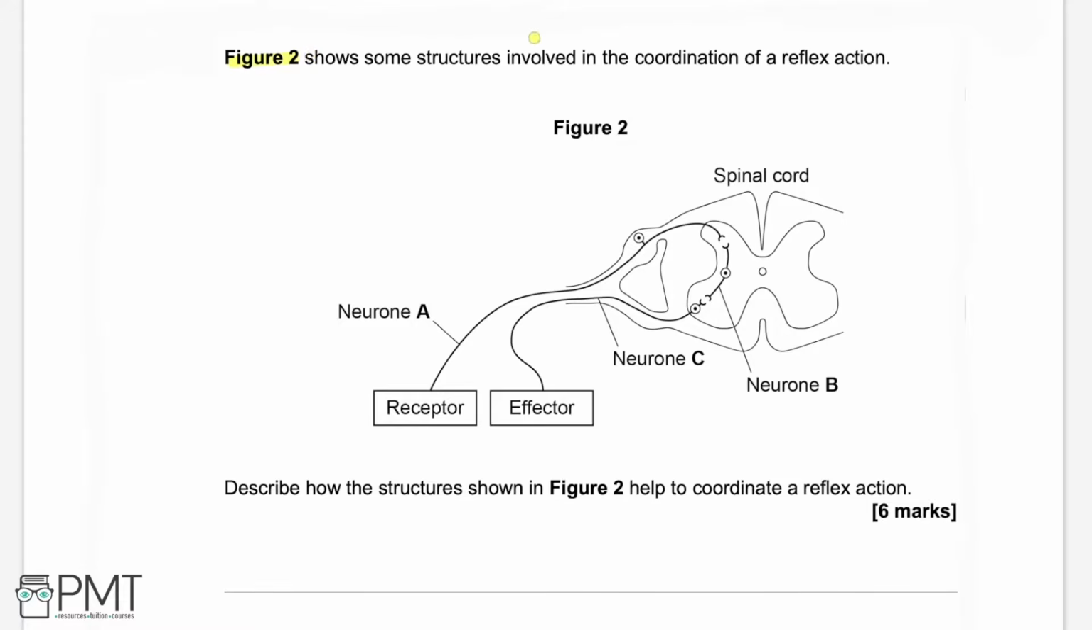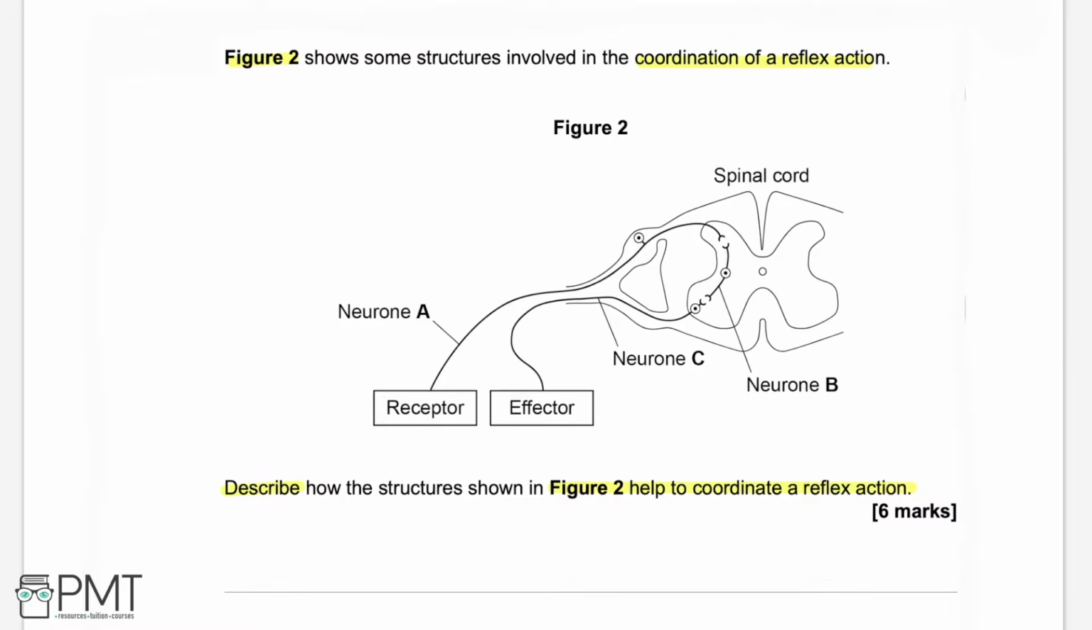Figure 2 shows some structures involved in the coordination of a reflex action. Describe how the structures shown in Figure 2 help to coordinate a reflex action. Now, it's a 6-mark question, which is level marked. And to get the full 6 marks, we need to make our answers detailed and coherent.